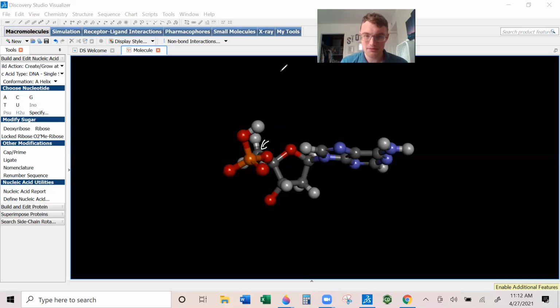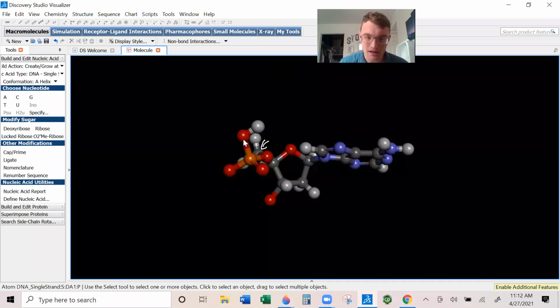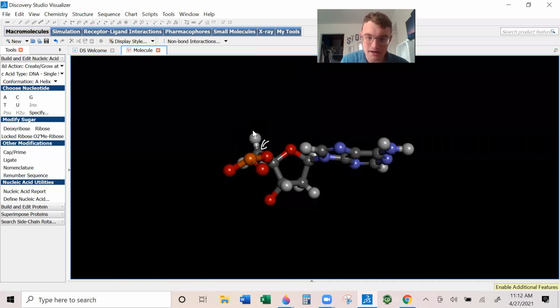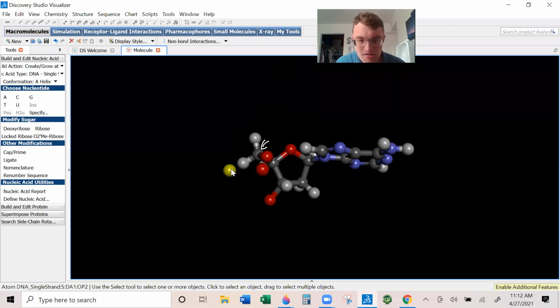And I might even be able to get rid of the phosphate here so that we can see better. So I'm just getting rid of the phosphate so that we can see back there better. Okay, so remember there is still a phosphate, but I'm just zooming in here on the sugar. Okay, so there you go. So there's your 5th carbon out there.